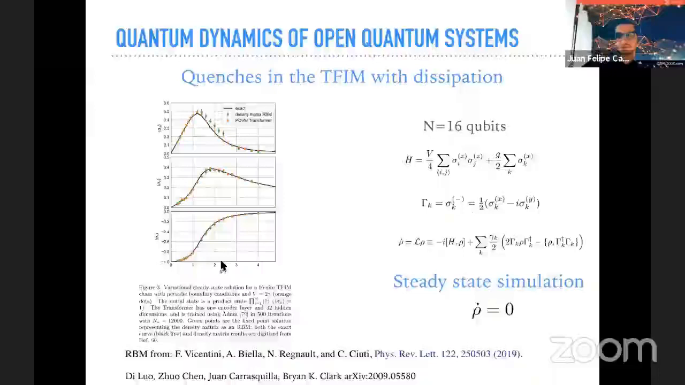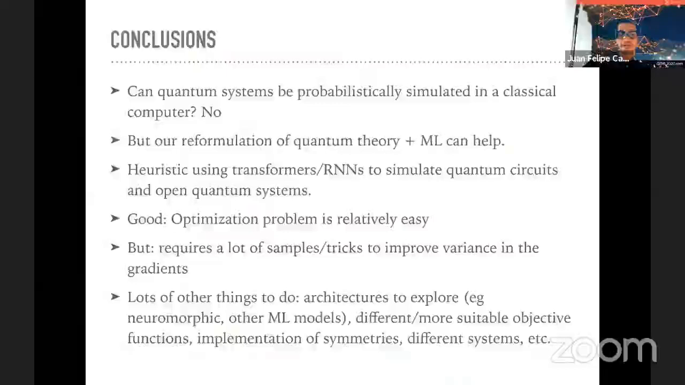And we recently posted the paper on the archive as well. So let me conclude. Can quantum systems be probabilistically simulated using a classical computer? Well, the answer is still no, because we're not doing an exact simulation. We did an error formulation, though, that allows us, if you want, to massage quantum theory in such a way that it looks more like machine learning. By using powerful models like the transformers or the RNNs, we're able to approximate, say, proof of principle systems or prototypical systems in condensed matter relatively accurately.